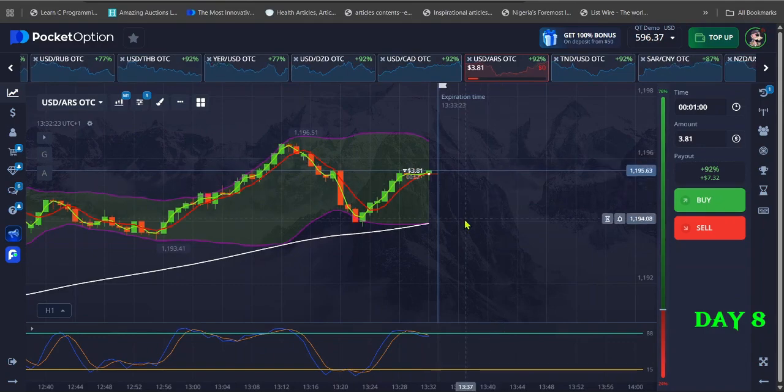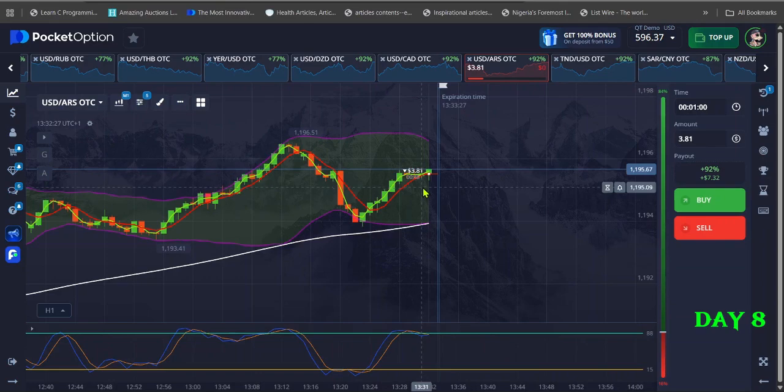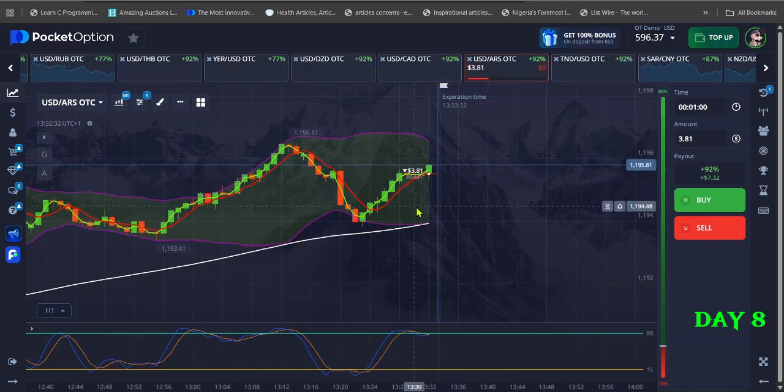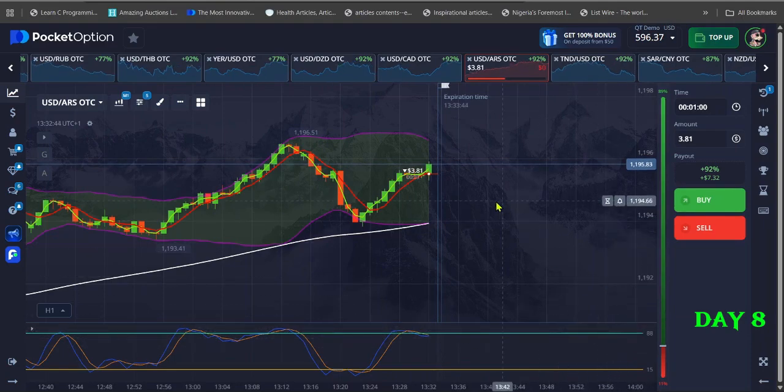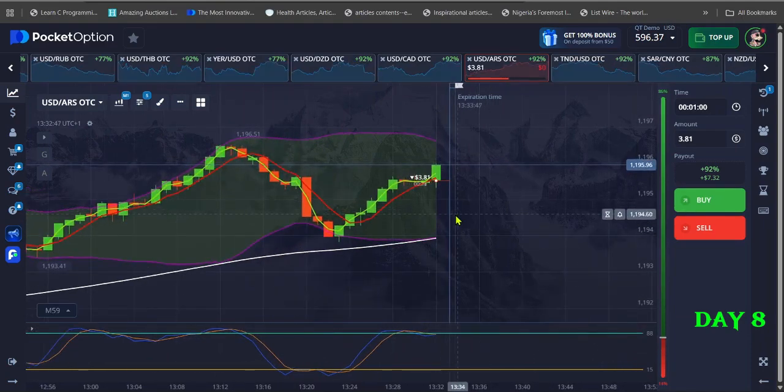So guys, I just took a sell trade on this particular asset and I'm hoping that we are going to hit a win on this because I saw that the stochastic oscillator is showing a weak movement and I thought that this would be a good opportunity to enter a sell. But let's watch and see at the expiration of this trade if it's going to give us profits.